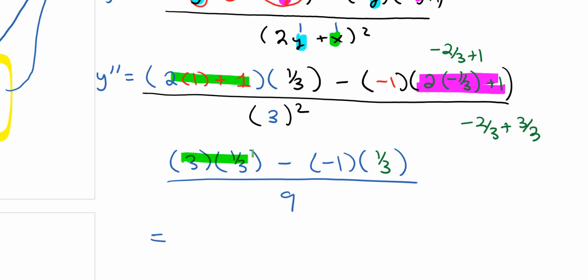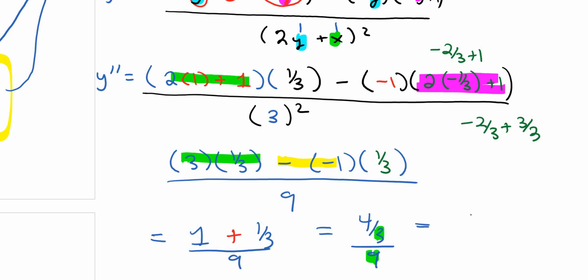All right, almost done here. 3 times a third is going to be 1. Over here I have a minus and a minus, so a minus and a minus will be plus. So 1 plus 1/3 divided by 9. And if I continue here, 1 plus 1/3 is going to be 4/3 all over 9. And then you can take your 3 and your 9 and multiply those guys, and your final answer should be 4 over 27. All right, so that's the answer for that particular question, and that will conclude this video homework guide for higher order derivatives.